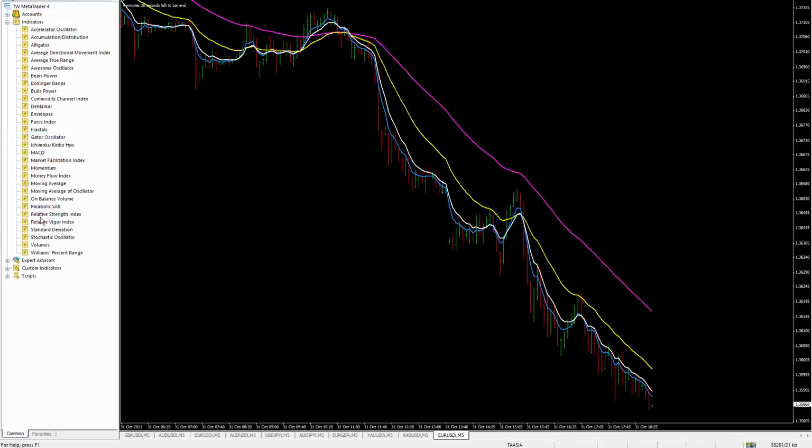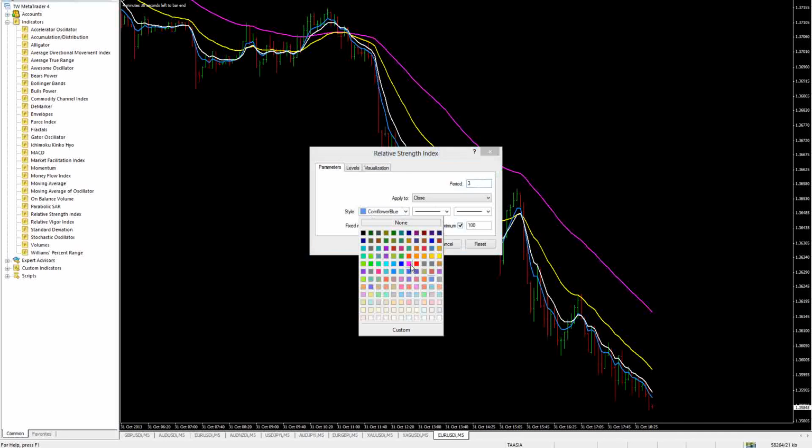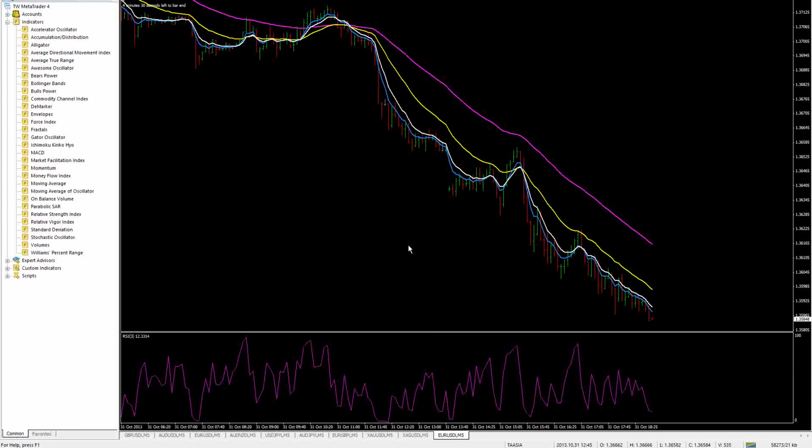We could do RSI. It's a great little indicator, and it's relative strength index. Drag and drop it on there. Now for smaller time frames, such as 5 minutes, I go with a period 3, apply to close. You can pick whatever color you want. Let's make it pink, and just click on OK. This is RSI, so basically that tells us what? Nothing, because we didn't set any levels.